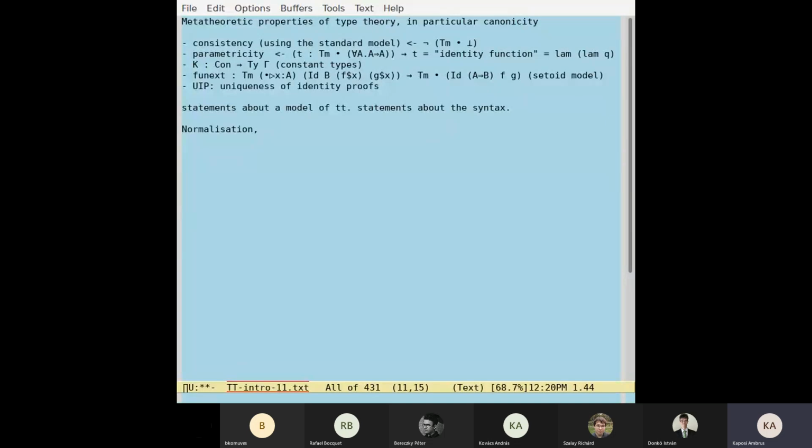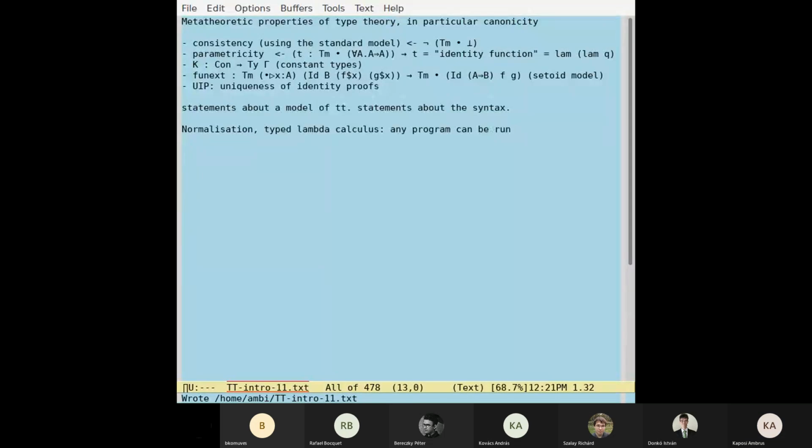You probably have heard about normalization in the context of the lambda calculus. And the setting of type theory is quite similar to the setting of the simply typed lambda calculus. Normalization is basically the statement that you can run any program. So any program can be run.